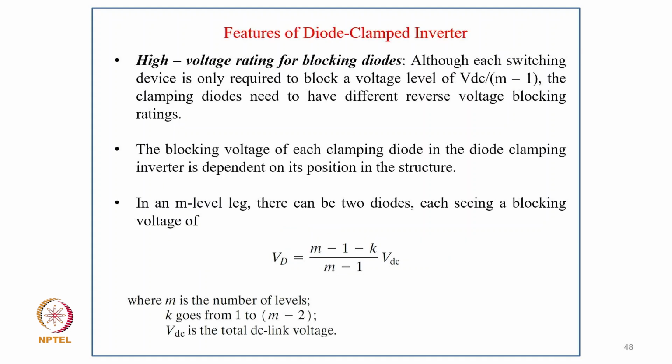So now coming to the features of the diode clamp inverter: a high voltage rating for blocking diodes. Although each switching device is only required to block a voltage level of VDC by M-1, the clamping diodes need to have different reverse voltage blocking ratings, and the blocking voltage of each clamping diode in the diode clamp inverter is dependent on its position in the structure. In an M-level leg, there can be 2 diodes, each seeing a blocking voltage of VD equal to (M-1-K)/(M-1) times VDC, where M is the number of levels, K goes from 1 to M-2, and VDC is the total DC link voltage.